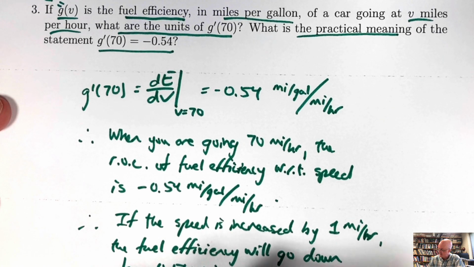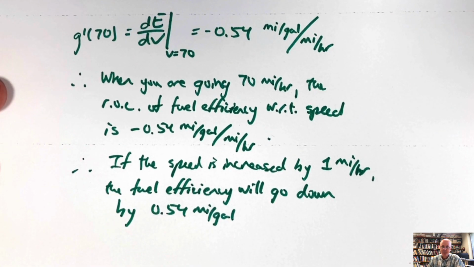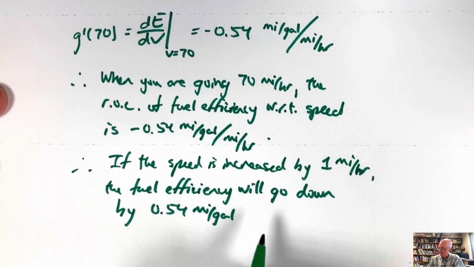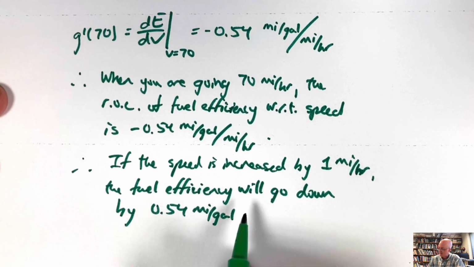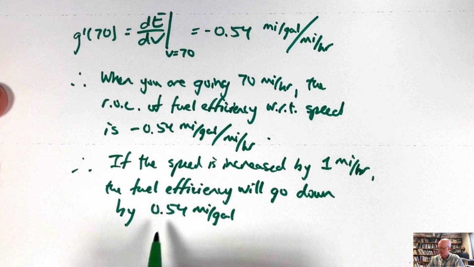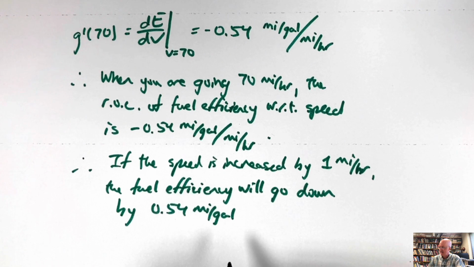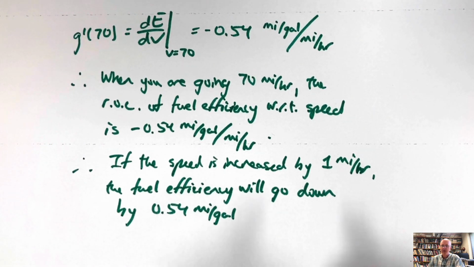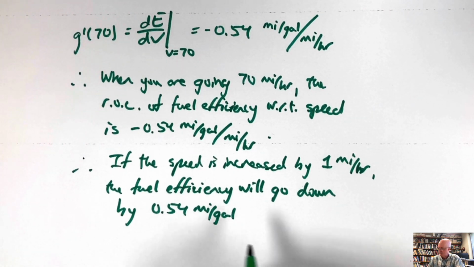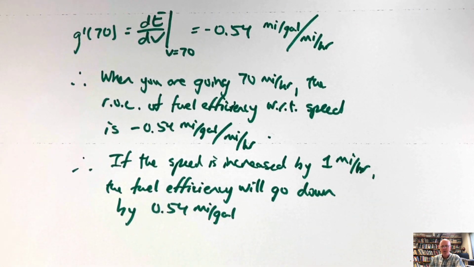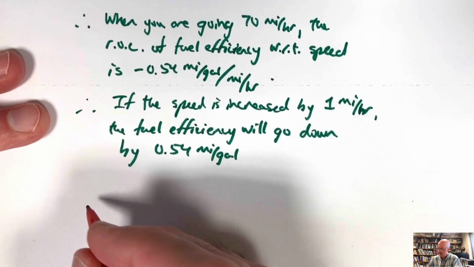It will go down. The change will be negative. You're getting less fuel efficiency. You're being less efficient. But you could also say, like I did here, it will go down. It will decrease, I could have said, by 0.54 miles per gallon. And if it increased by 2 miles per hour from 70 to 72, you'd multiply this by 2 to estimate how much it would go down. Is it always going to be negative in this kind of problem? Let's just imagine what the graph might look like here.